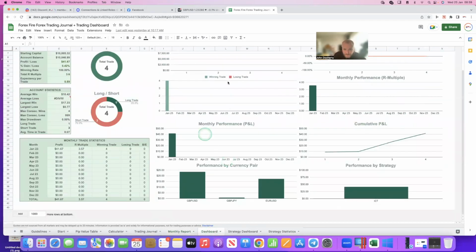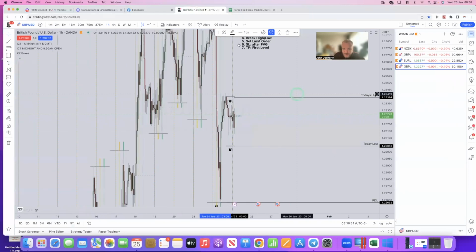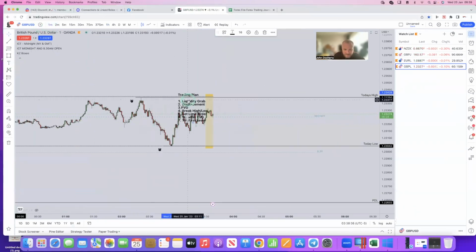But for now, I'm just going to pause the video and I'm going to wait until around about 9 o'clock, wait for the alarms to trigger, and then start trading once we get those liquidity grabs. So I'll just go back up to the 1 hour on this. I want to bring this into play here. Go back down to 1 minute. And then I've got my trading plan here.